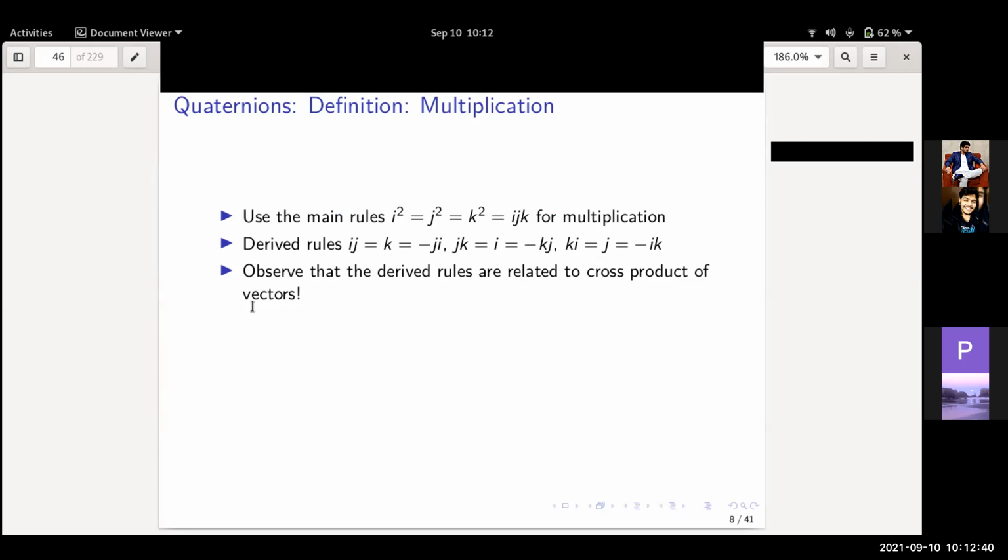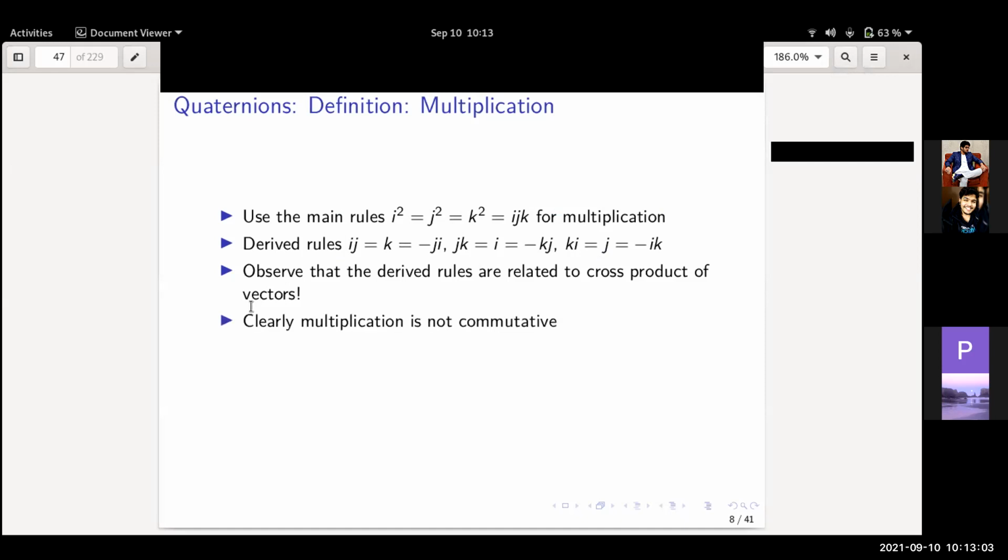Okay. Any questions here? This observation, are you able to notice it? k cross i is j, even in the three-dimensional space. You had hinted at this indication that ijk can be thought of as 100, 010, and 001.